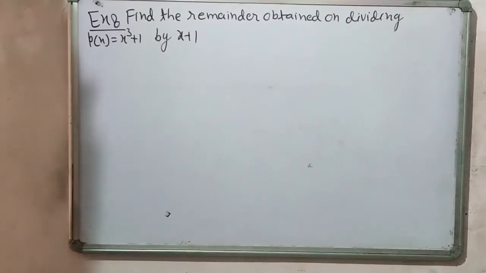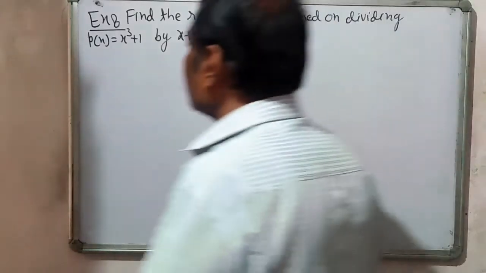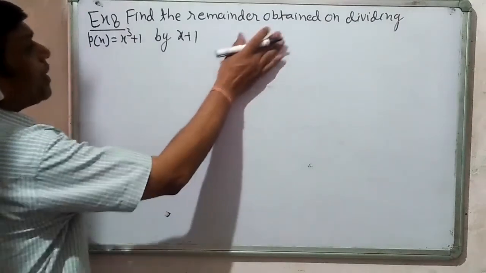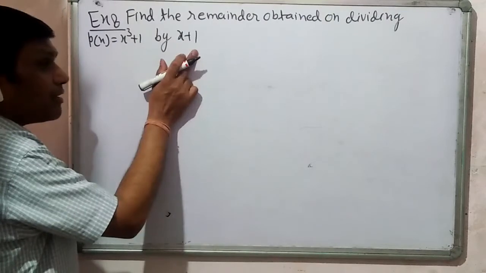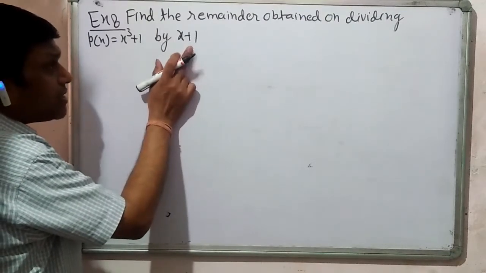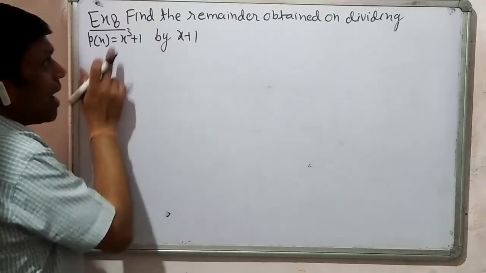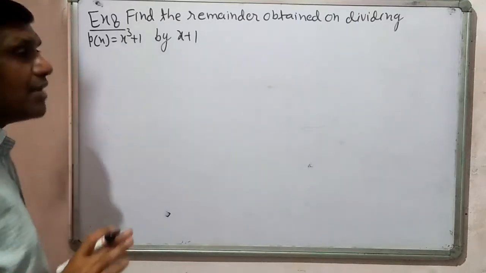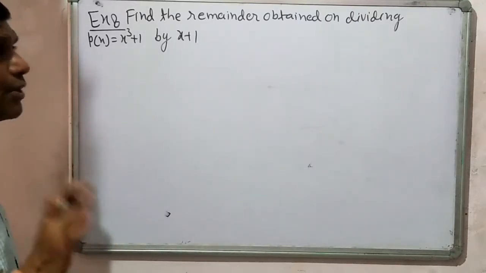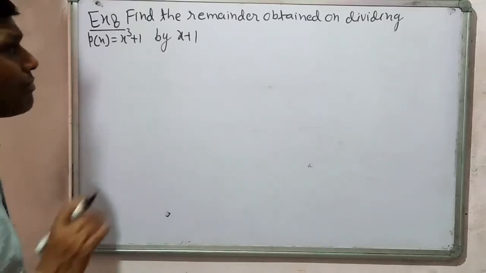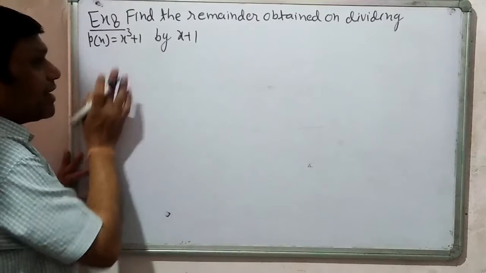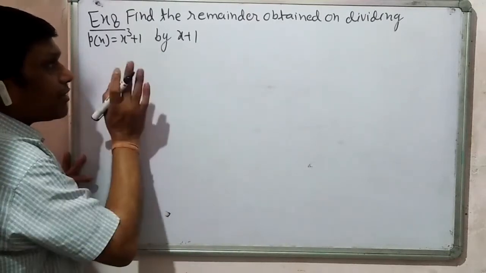Dear students, example number 8 in the textbook is: find the remainder obtained on dividing p(x) equals x cube plus 1 by x plus 1. That means x plus 1 is the divisor, and x cube plus 1 is the dividend. We will do it by both methods, although we can do it directly by the remainder theorem. We'll do it by dividing as well as by the remainder theorem.